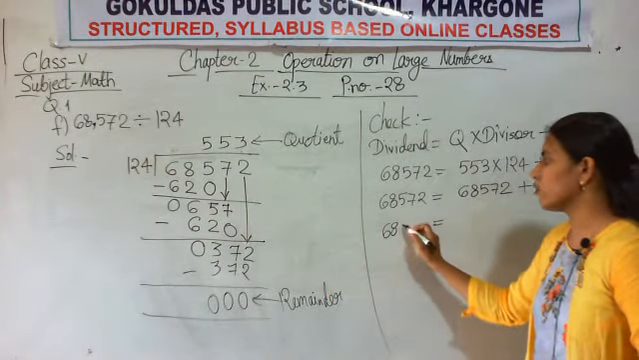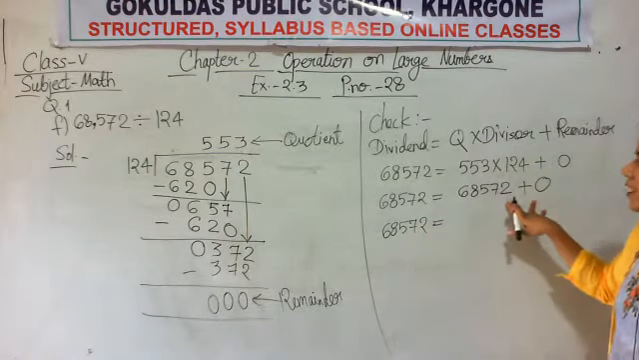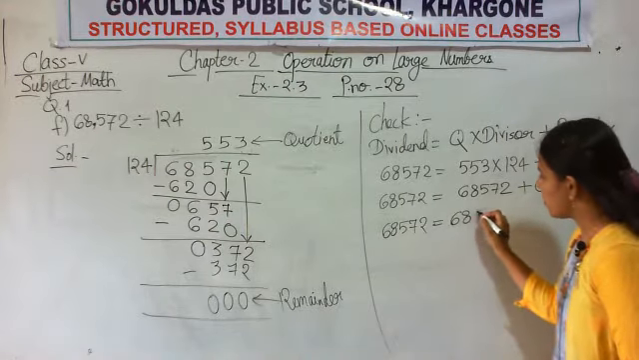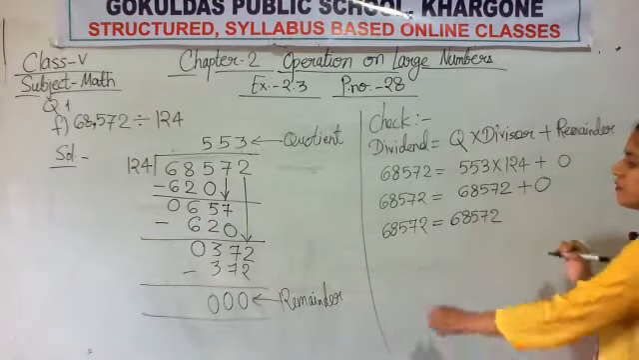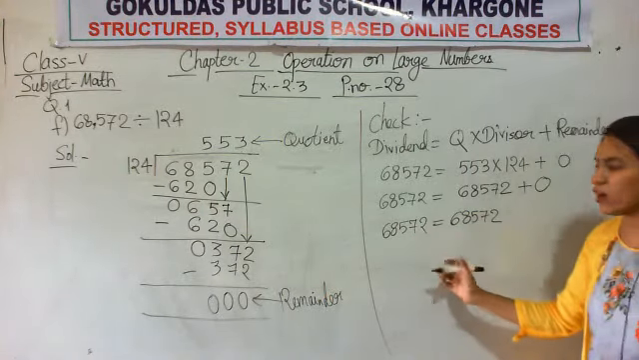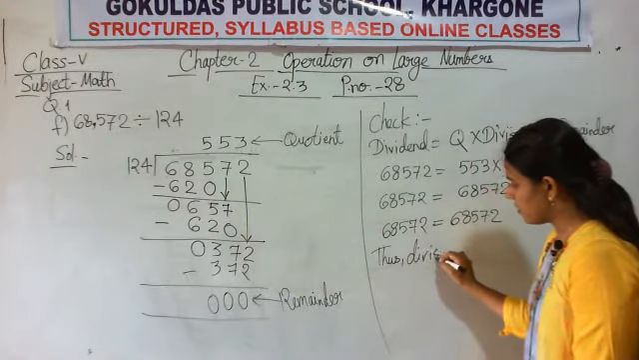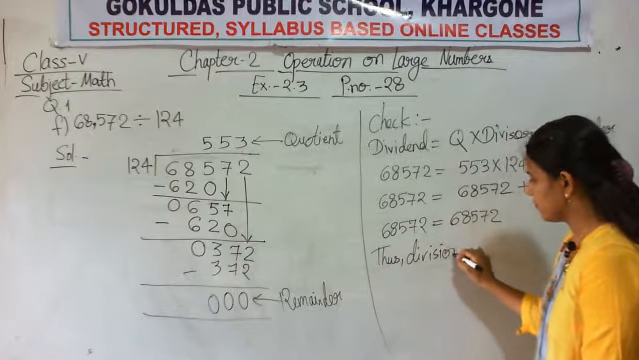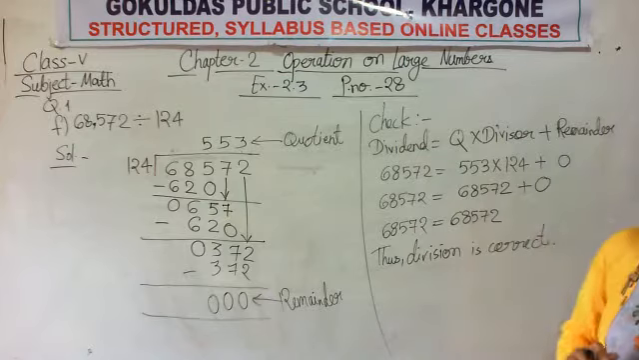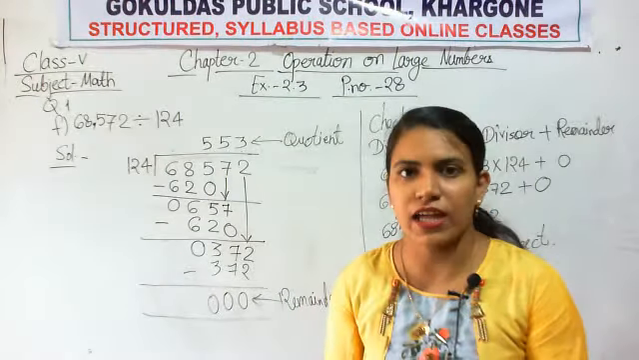Here I will copy down the 68572 as it is. Now add both these numbers, what will you get? You get 68,572. Now observe, both the numbers are equal. It means we got both the numbers equal, thus division is correct. Thus our division is correct. Okay, so this is how we divide and verify our answer.